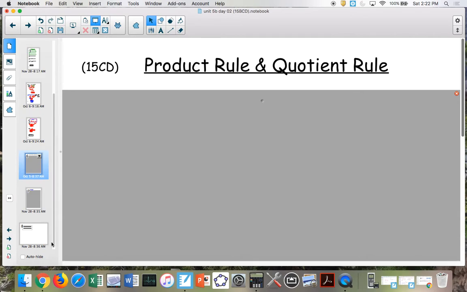So now let's look at two more rules called the product rule and quotient rule. And with these tools and the power rule and the chain rule, you should be able to calculate derivatives of most functions that you'll come across.